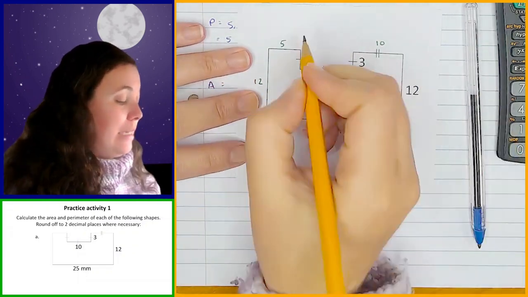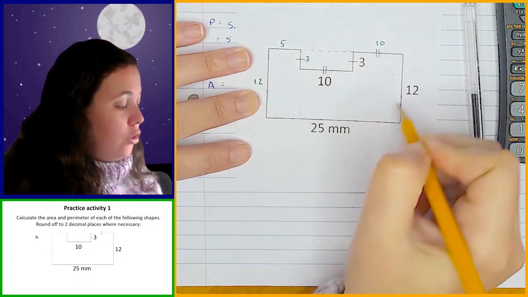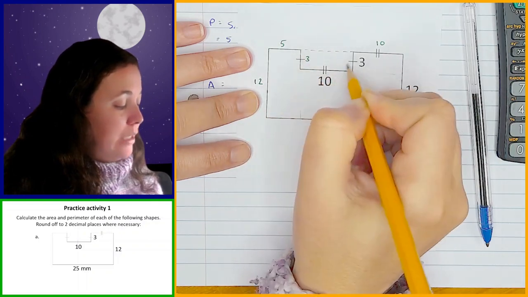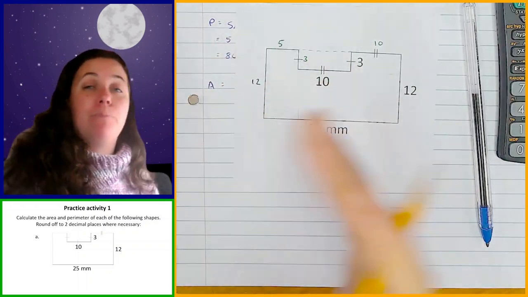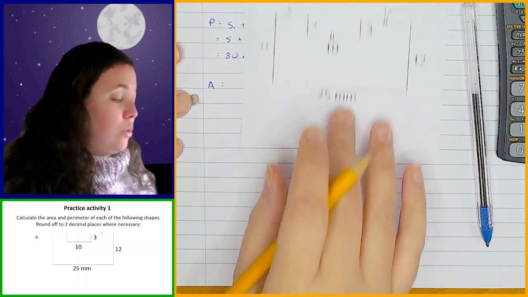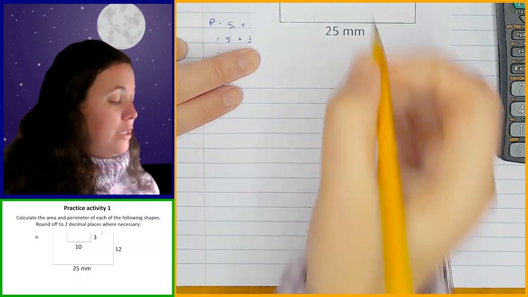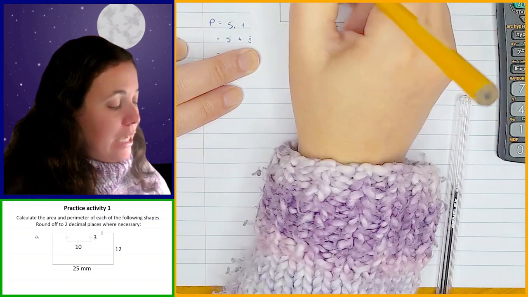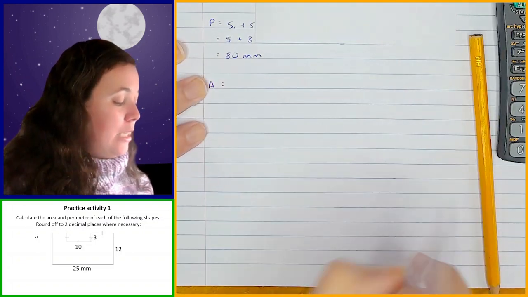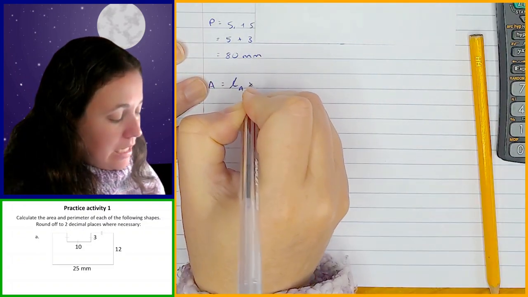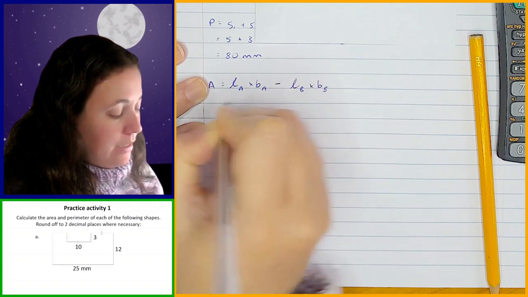There's a quicker way of doing it, and that is to take the whole shape and work out the area of the whole shape and work out the area of the cutout piece and subtract them, because then I'm only having to work out two areas and I'm subtracting. But if you did the addition method, that is fine as well. Okay, so in this case, I'm going to do the subtraction method. I'm going to call this the big shape A and the cutout piece B. So I'm going to say the area of A minus the area of B. So that's length of A times breadth of A minus length of B times breadth of B.